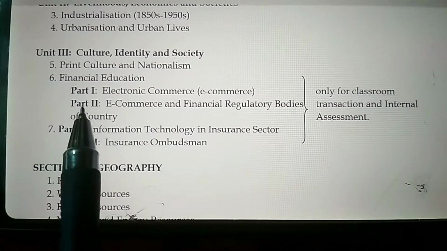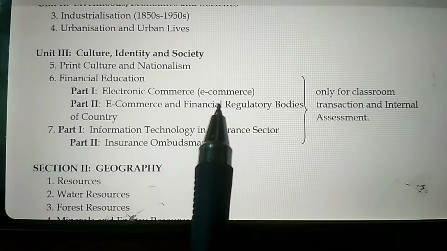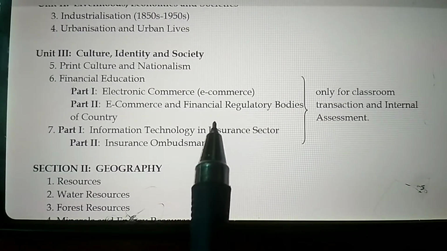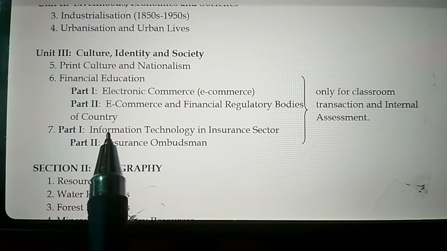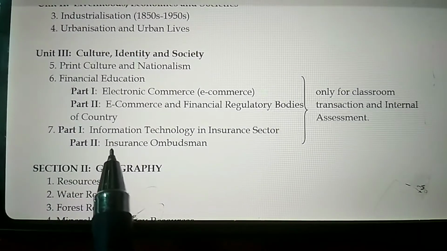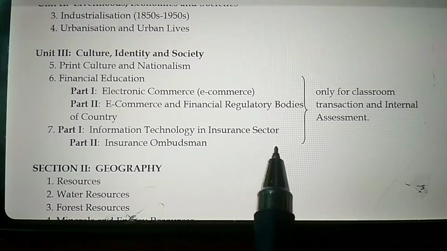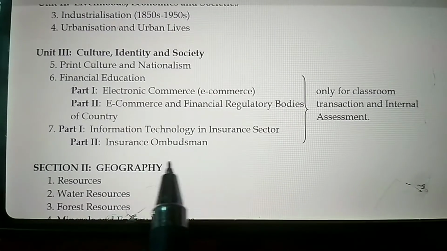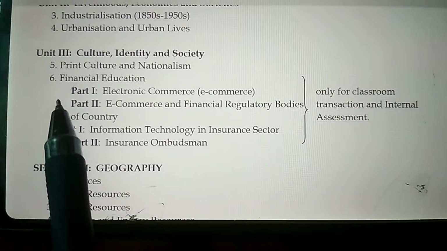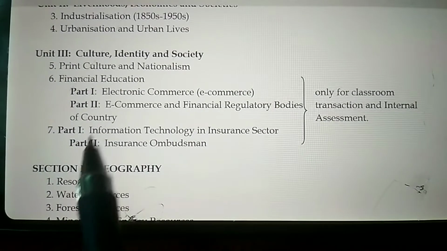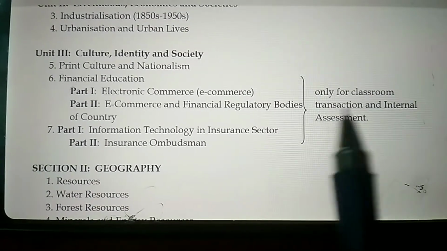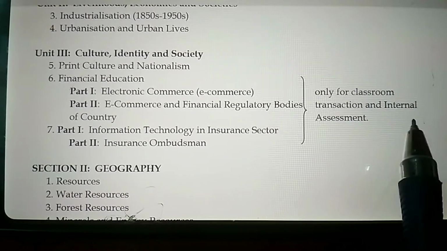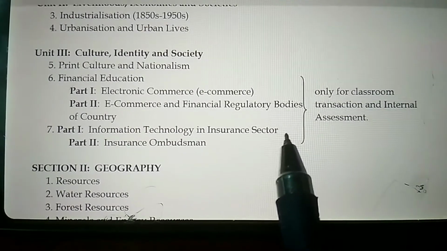Financial education, part 1, electronic commerce or e-commerce, part 2, e-commerce and financial regulatory bodies of the country. And the next topic is information technology in the insurance sector and insurance ombudsman. And remember students, point number 6 and point number 7, these two are to be considered only for classroom transaction and internal assessment, not for the board exam.